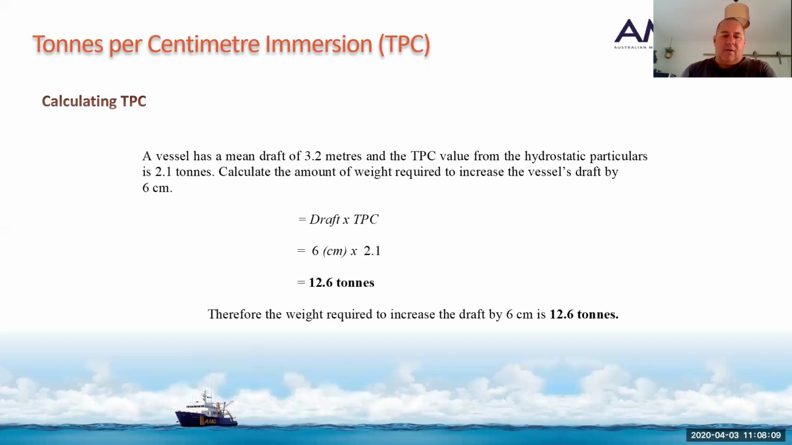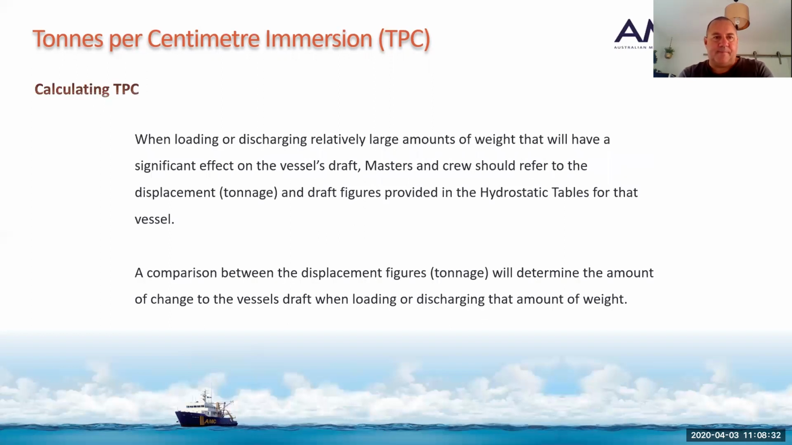All right, so let's say you're a cargo vessel sitting alongside the wharf and you look at the draft marks. You can see, with a bit of a guesstimation, where the draft is at the moment relative to your load line, it's 6 centimetres. So instead of saying to the crane driver, keep adding, you can tell them straight away, put on 12.6 tonnes or 12 tonnes or whatever the case may be, and you'll be in the ballpark. When loading and discharging relatively large amounts of weight, that will have a significant effect on the vessel's draft.